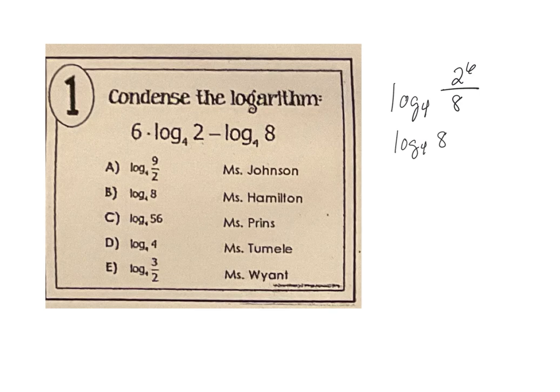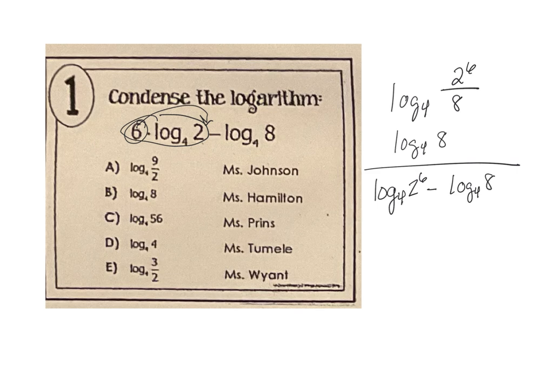Now, if you found that confusing, let's go back and do it one at a time. First, let's look at the first log here. The 6 has to be a power of 2. So we're going to rewrite this as log base 4 of 2 to the 6 minus log base 4 of 8. And we have a subtraction here, so that means that this number is divided by this number. So we have log base 4 of 2 to the 6 over 8, which is just where we started up here. Put that into our calculator: log base 4 of 8.